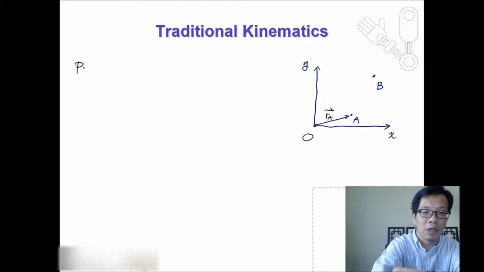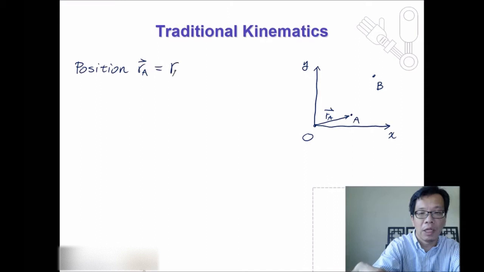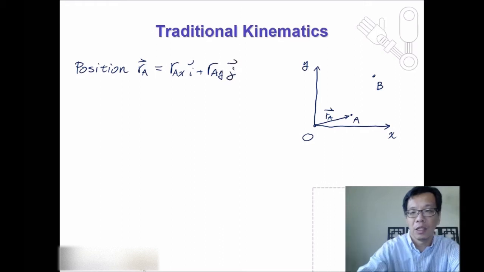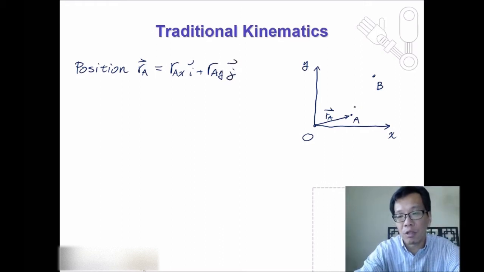we are dealing with position. RA equals RA x i plus RA y j. And if you try to describe the position from the origin to the position of B, certainly we can say this one is RB, and you can use the traditional way we define over here.